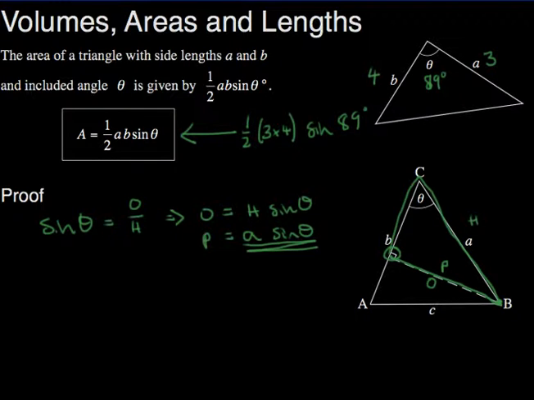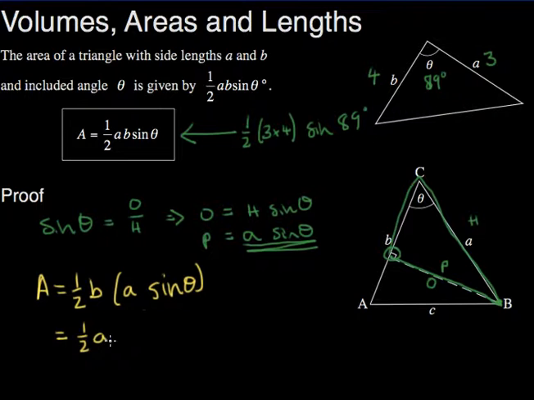But the area of the triangle we know is just a half base times height. And the base, if I took the base as the length AC, that would be B. And the height is the length P I just worked out, which is A sine theta. And by getting rid of the brackets and switching things around, that's a half AB sine theta. So that's the reason that formula exists.